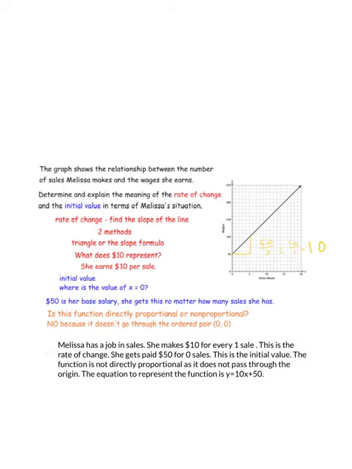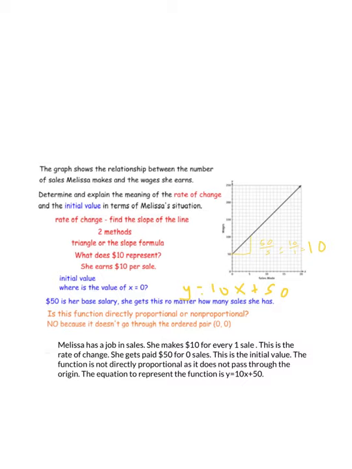And then, as I pointed out earlier when we did the triangle, part of the triangle I used was the y-intercept, and that was the point 0, 50. So that means 0 sales makes $50. So then remember, that makes our equation in the form of slope-intercept form, y equals mx plus b, y equals 10x plus 50. And then we know that that is not directly proportional because it does not go through the origin.